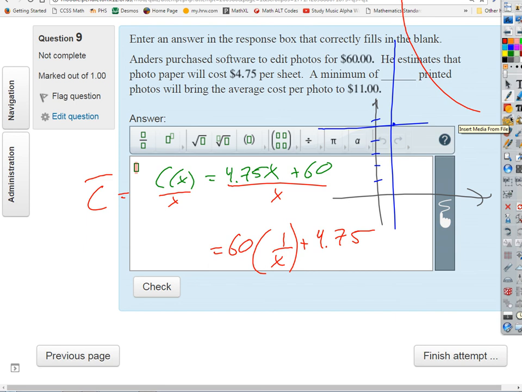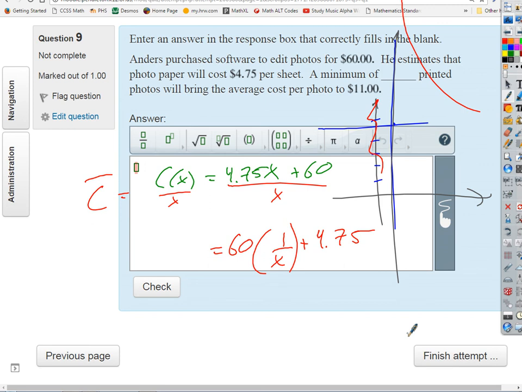What's that tell you? I guess I don't go over though, do I? That should just be right on the axis. Anybody see that? I kind of messed that part up. It's h is 0 and k is 4.75. So this is actually the y-axis, right? What's that tell us about the average cost?